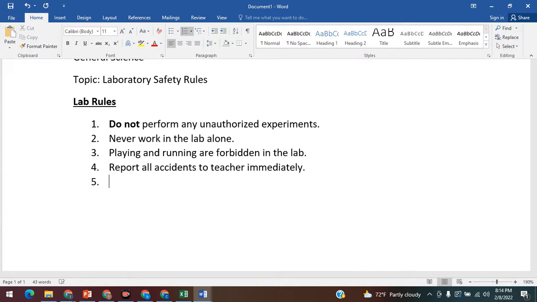No, let's just write this one instead. Wear protective clothing when performing experiments with chemicals. So if you have an experiment that deals with chemicals, make sure you wear your protective clothing. All right.